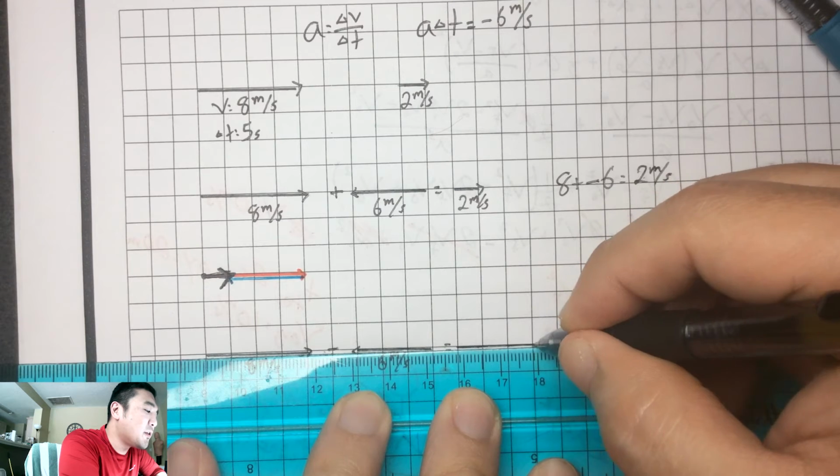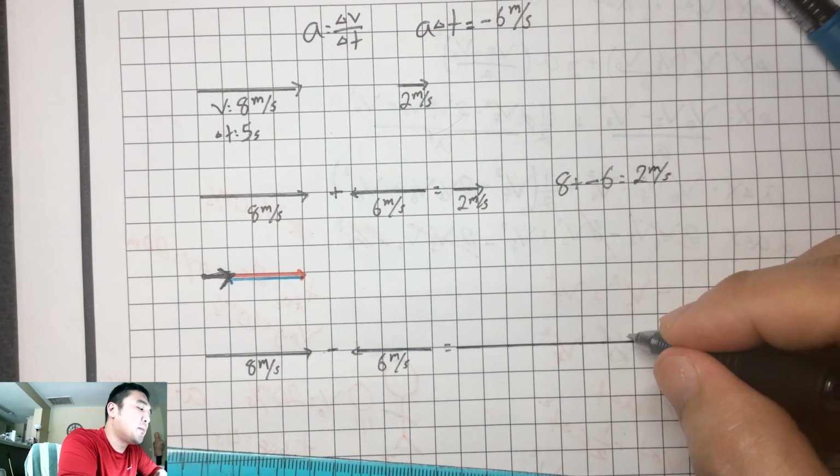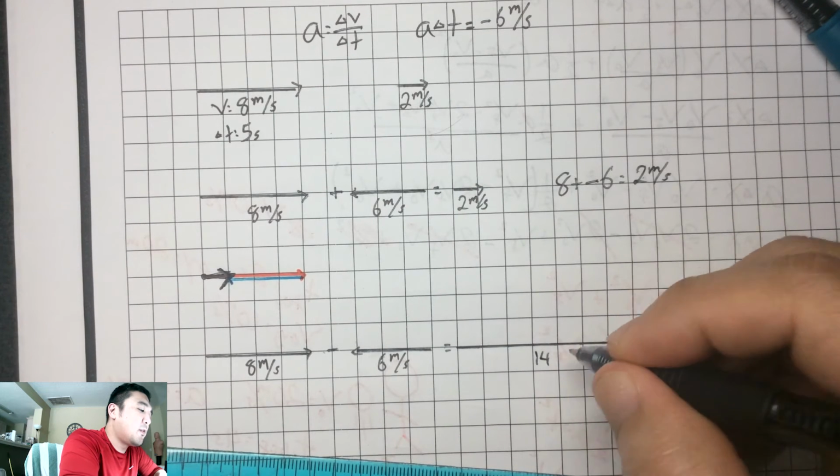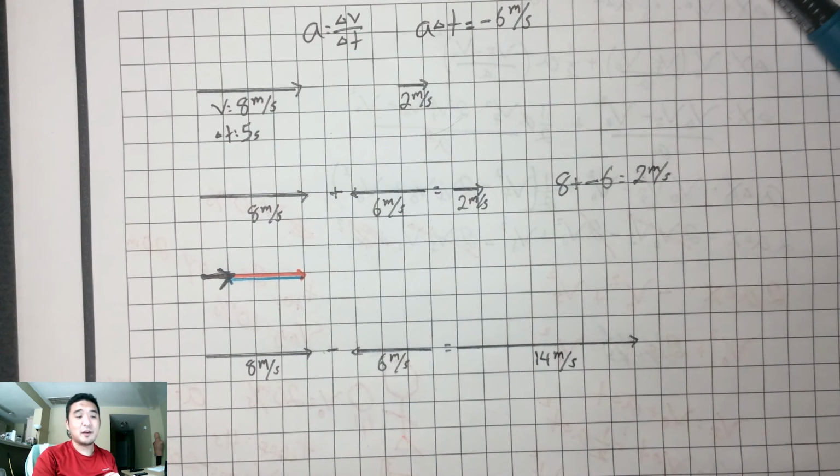1, 2, 3, 4, 5, 6, 7. Four squares here, if I'm doing that right. A 14 meter per second vector, and that's going to be to the right. Okay? Let's make this a little bit more difficult.